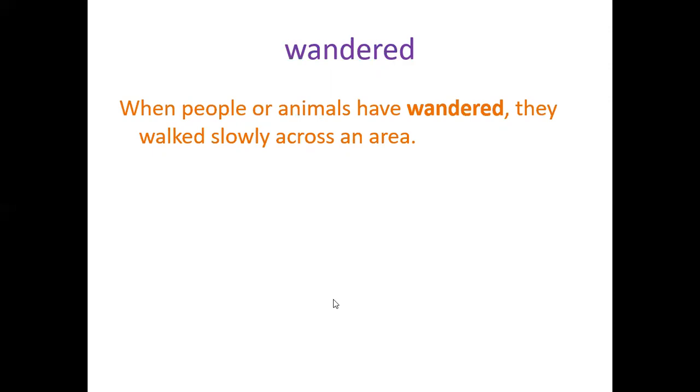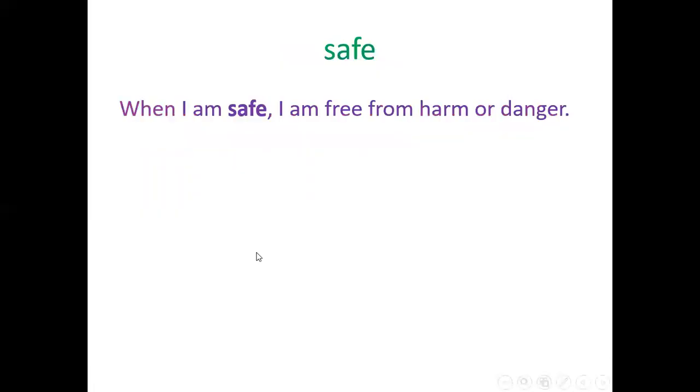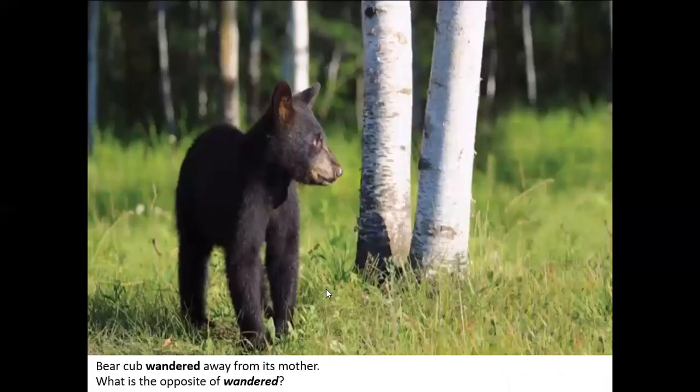So what's this word again? This word is wandered. When people or animals have wandered, they walked slowly across an area. Like here, the bear cub wandered away from its mother. That means he walks slowly and maybe he lost his mother, or he walks away from her.